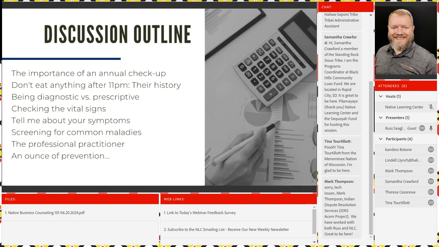SCORE is a national volunteer organization. They're funded by the Small Business Administration. SCORE stands for Service Corps of Retired Executives. These are people who have owned small businesses. They've worked in corporate America. There's a wide variety of talent there. These are all people who are willing to volunteer their time to help small businesses succeed.